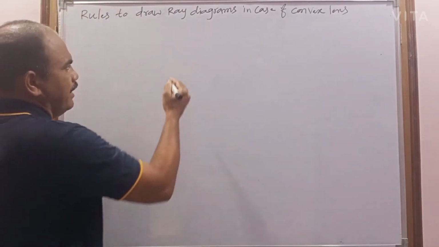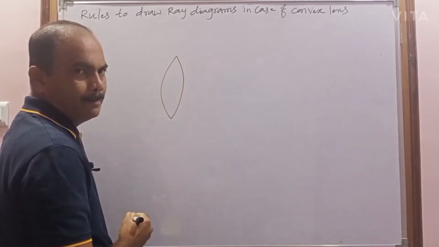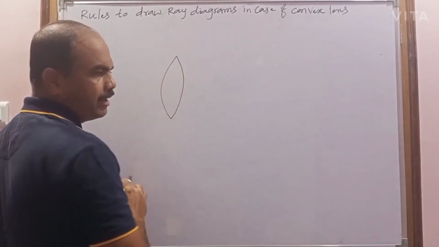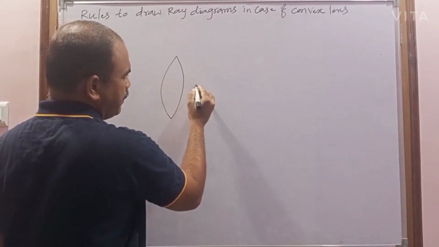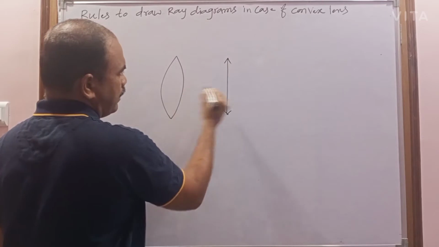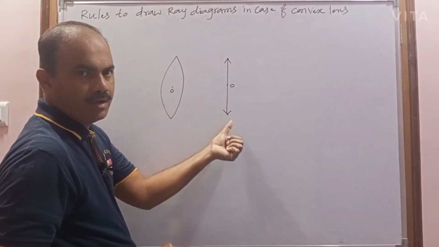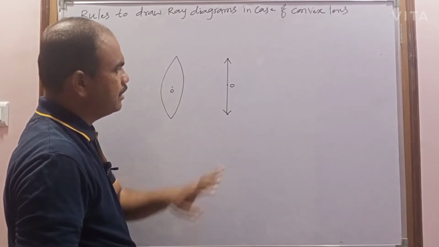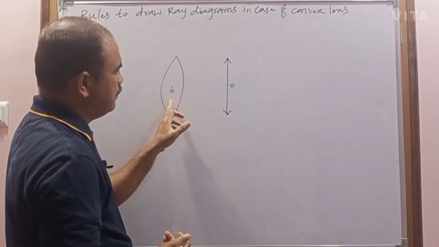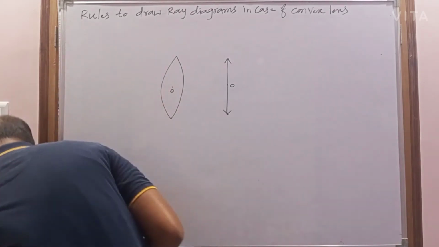Generally the convex lens is represented like this. But while we are drawing ray diagrams, this symbol cannot be used. In place of this symbol, we can use this symbol. This is the symbol of a convex lens. This is the optic center, this is also the optic center. This is the symbol we are going to use while drawing the ray diagram. Remember, instead of the first symbol, we use this symbol while drawing the ray diagram.